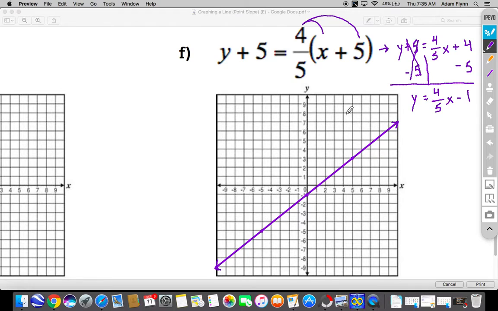Okay. At this time, I recommend that you move on to the graphing a line point slope worksheets.